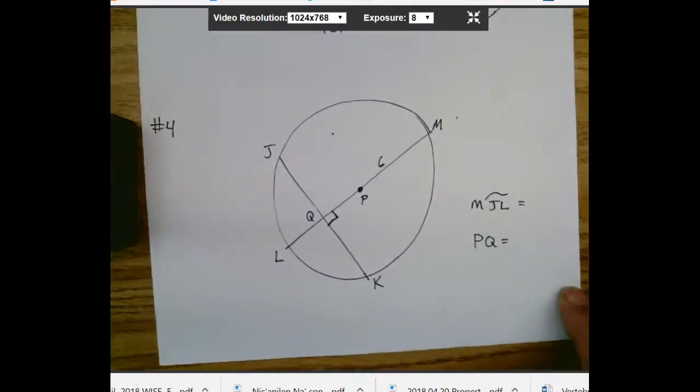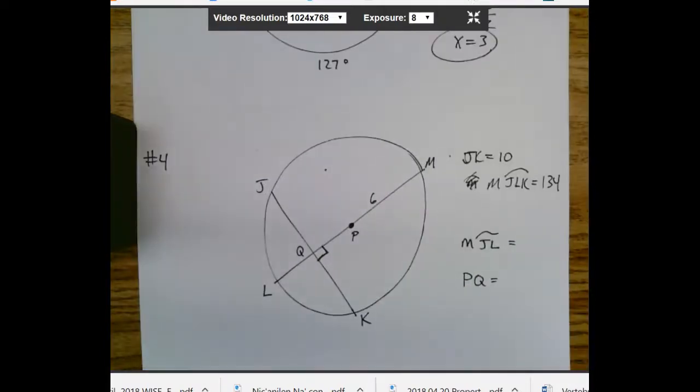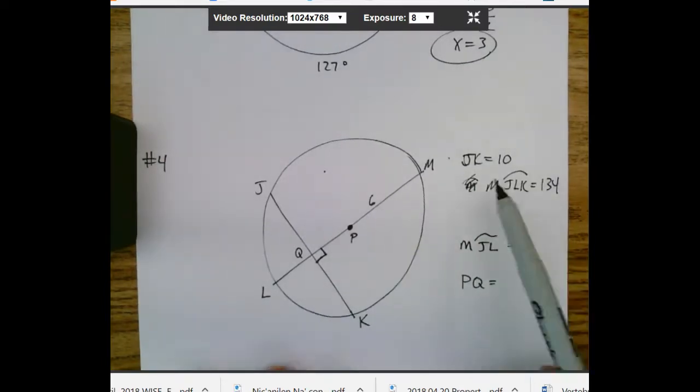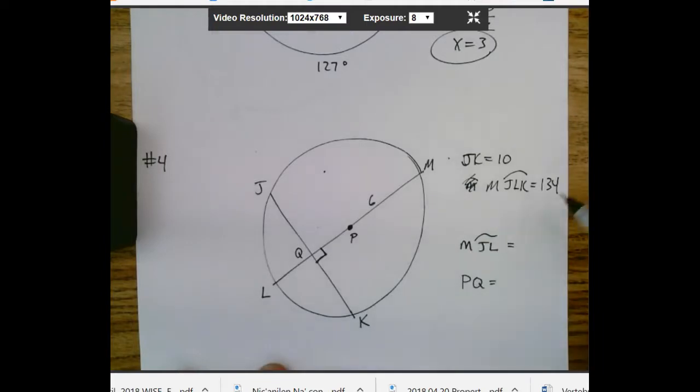And let me make sure, pause here, make sure I got all these numbers on here. So I was right, I thought I left off some information. So we also have some more that we need, because just the 6 here wouldn't be enough. But we do have JK, so we know that, or I'm sorry, this line right here, that's equal to 10. Okay, and we also know that the measure of arc JLK is 134. So this whole thing is 134.